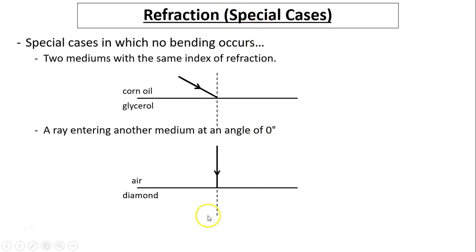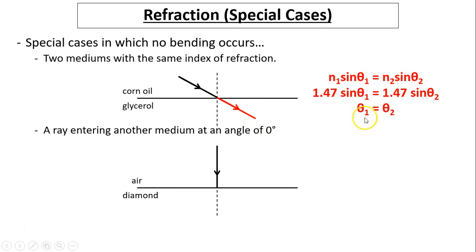Refraction, there are some special cases. We already know when light rays enter another medium at a 0 degree angle, when the angle of incidence is 0 or the light is perpendicular to the boundary, then there is no bending. Another occasion when it doesn't bend is when two mediums have the same index of refraction, even though they are different materials, such as corn oil and glycerol. These two, as you can see from the reference table, are both 1.47. So the light wave cannot see the difference, because a light wave is only concerned about index of refraction. So the angle theta 1 equals theta 2, and the light will just go straight.